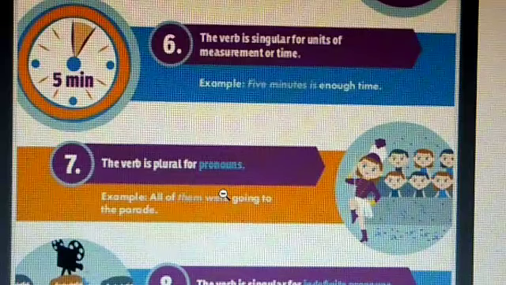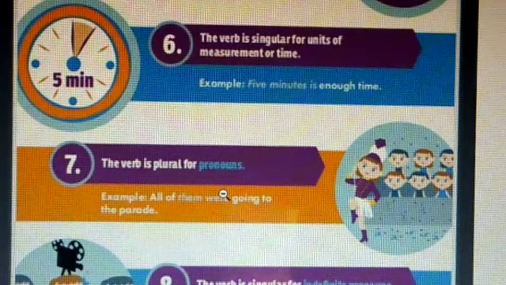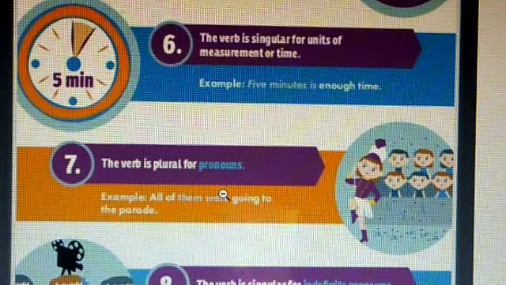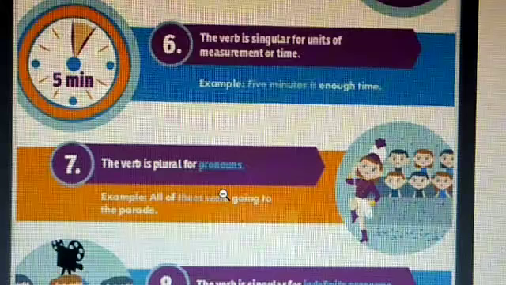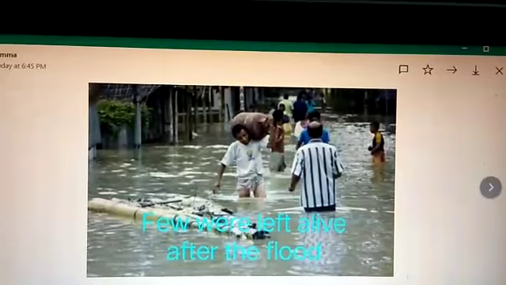Seventh rule you see, the verb is plural for pronouns. So you see the example, all of them were going to the parade. Few were left alive after the flood.